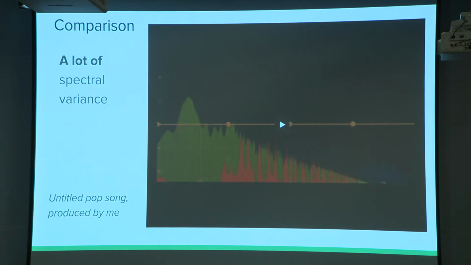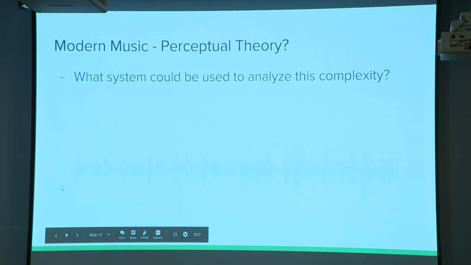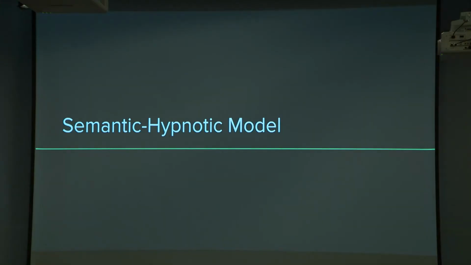And so you can see how the different parts vary and complement the other parts in the spectrum so that we can perceive a lot more information at once. And so how could we take simple perceptual rules and simplify something that's much more complex, like modern production? What system could we use? And so I propose this thing called the Semantic-Hypnotic model of music perception.